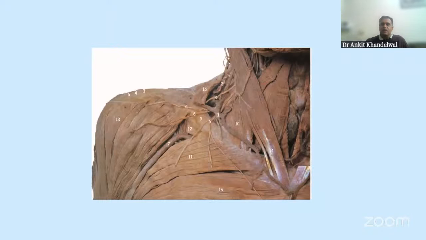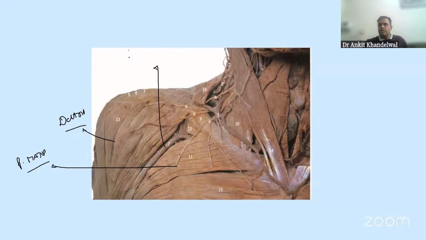Here, what is this? This is a dissected image. Here you have a muscle. Which muscle is this? This is the deltoid muscle. Okay, and which muscle is this? It is the pectoralis major muscle. So in between the deltoid and the pectoralis, we have a groove over here that is known as the deltopectoral groove.